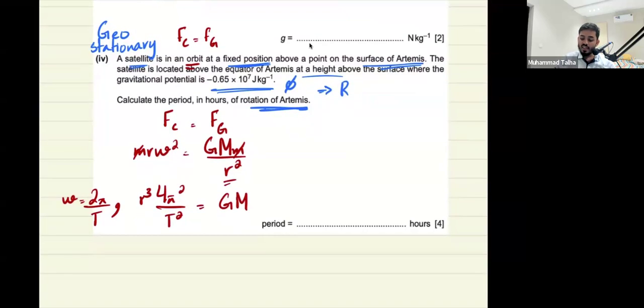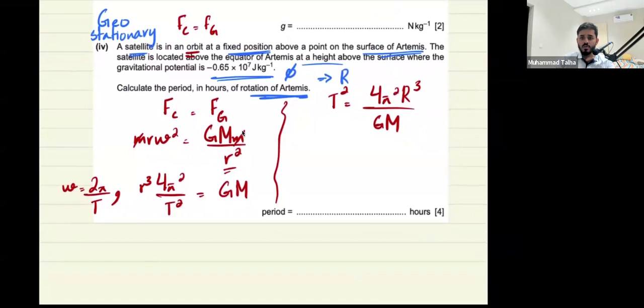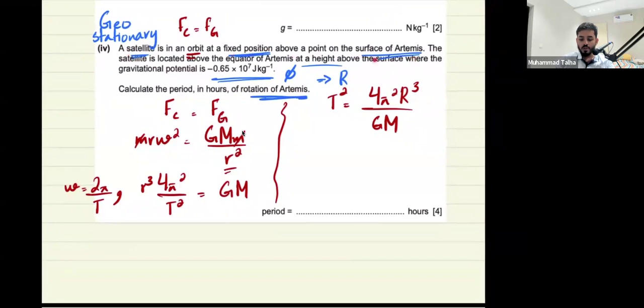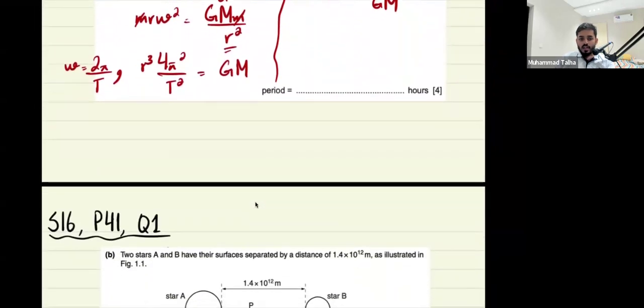Here, because I need T, let's make T the subject. So T square would be 4 pi square r cube over GM. Right? So then I just plug in the values, 4 pi square. r is what I would get from the graph corresponding to this value of the potential. G, I know it's a constant. M, I found above. And then I just plug all of this in here and find out the answer for the time period. Right, so this, in my opinion, was one of a slightly tricky question, especially for people who did not pick up on what this first line means. Right? So that's the idea here.